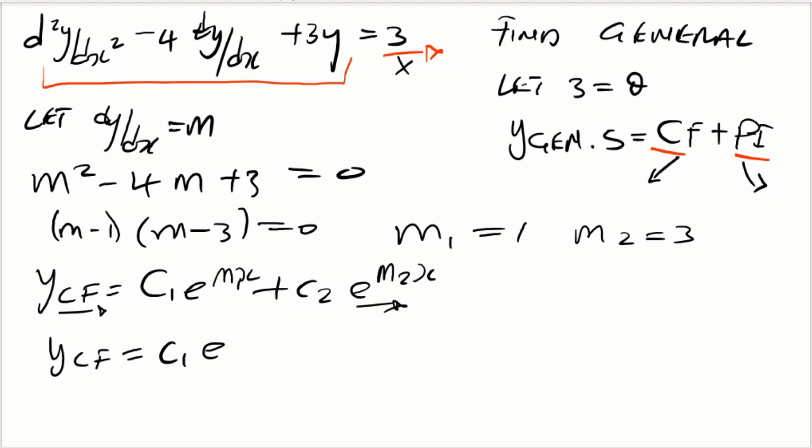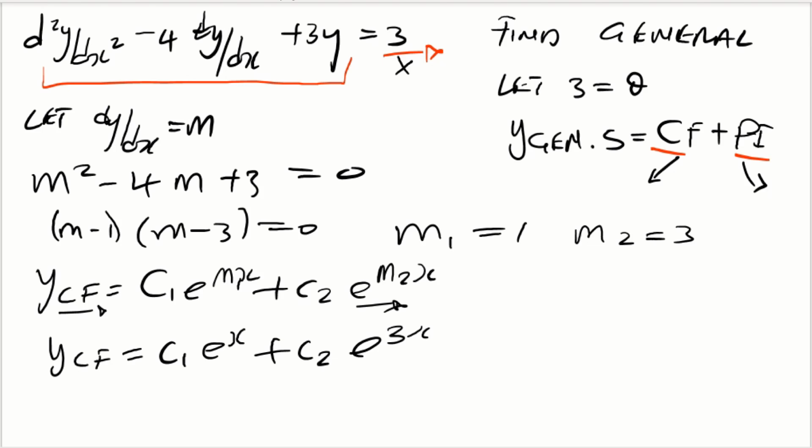I did do the introduction in the previous videos where your factors are not the same, so you should go back and check that video. Okay, so your m1 is 1, so you're going to get c1 e to the power of x, plus c2 e to the power of m2, which is 3x. This is how you find your complementary function. After finding your complementary function, you go ahead and find your PI.